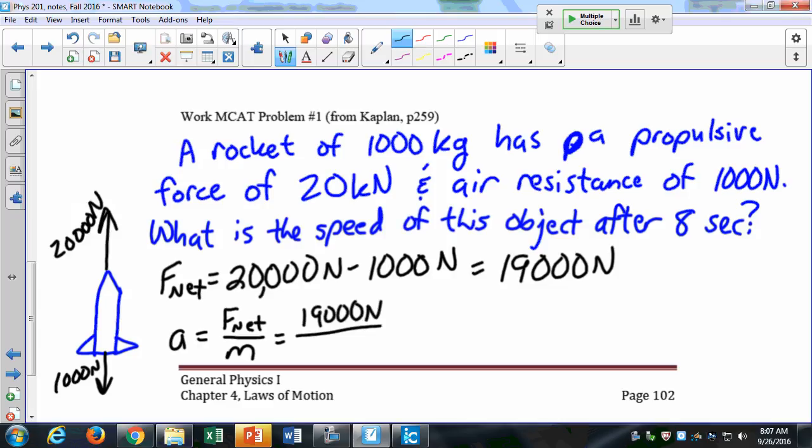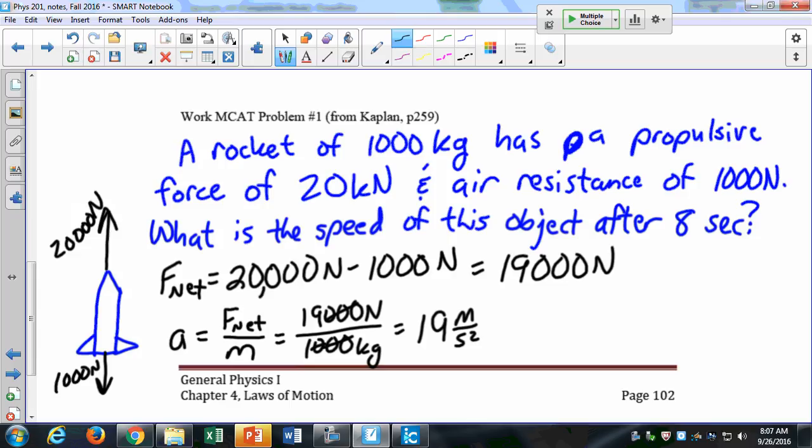My mass is 1,000. So that gives me an acceleration of 19 meters per second squared. And then the final step is to do my kinematics. And so I want to know its final velocity or its final speed.